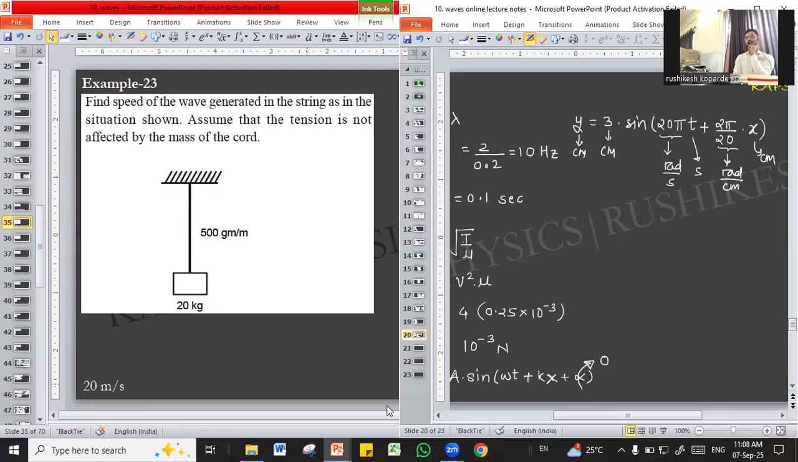Centimeter per second. Hmm? 20 meter per second.